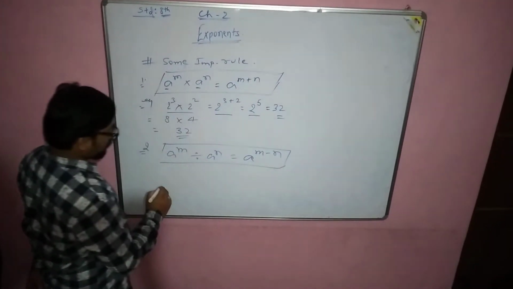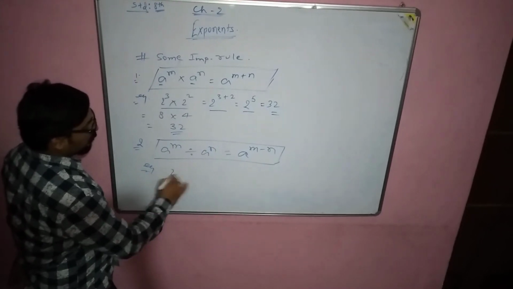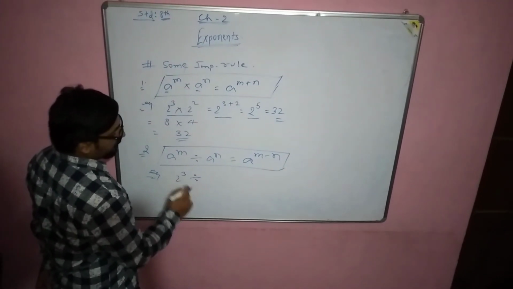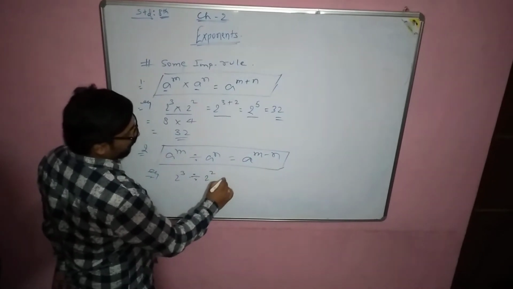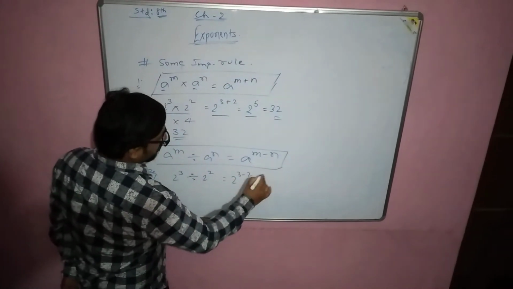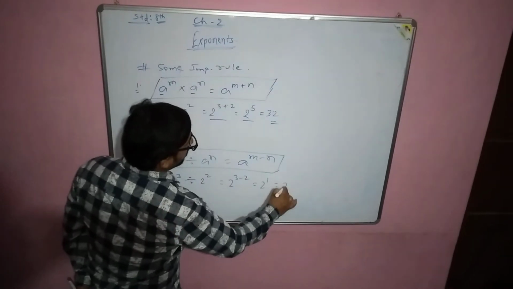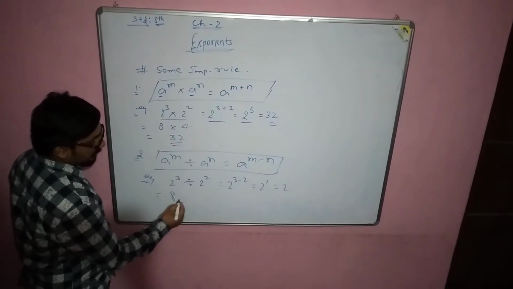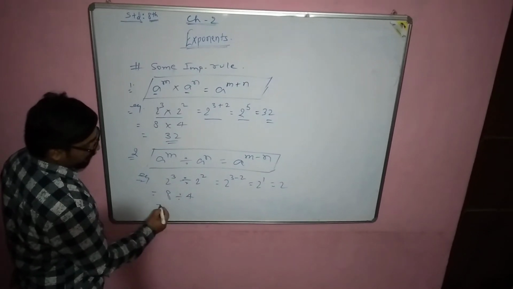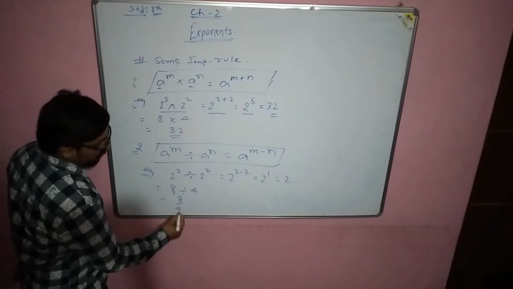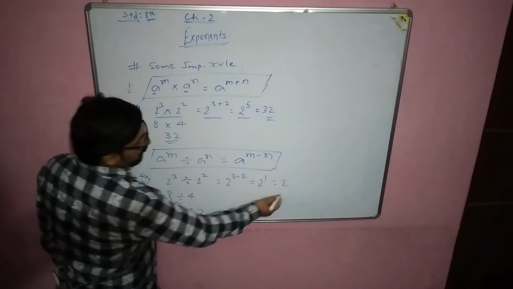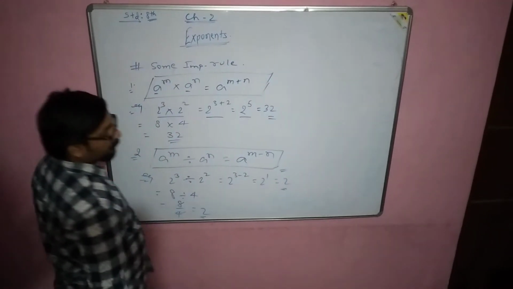Now check. In this case, 2 to the power 3 divided by 2 to the power 2 equals 2 to the power 3 minus 2, equals 2 to the power 1. The result is 2. But in the other case, 2 to the power 3 means 8 divided by 4. This one is written as 8 by 4 and the value is 2. Both results are the same. It means this one is true.